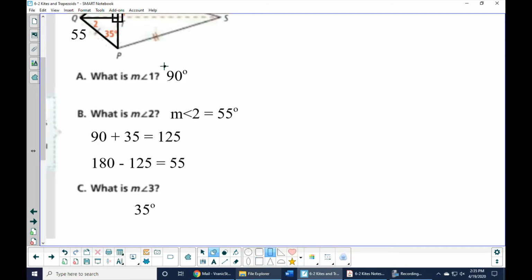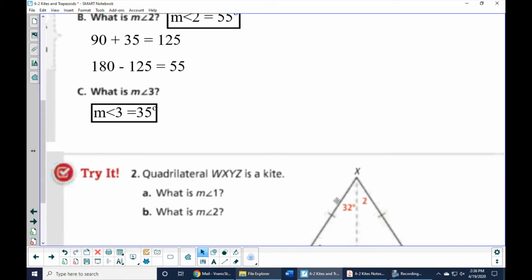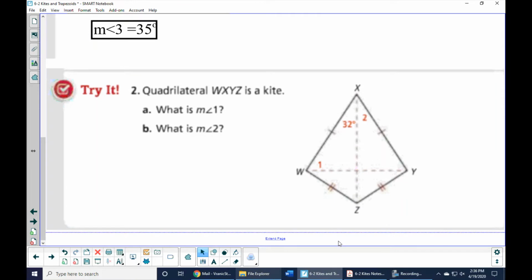I'll go ahead and I'll box up all of our answers here so we see them. I'll say the measure of angle 3 equals 35 degrees. Okay. All right, so we're going to move along here. We'll do another example. Now, the first one it asks is, what is the measure of angle 1?